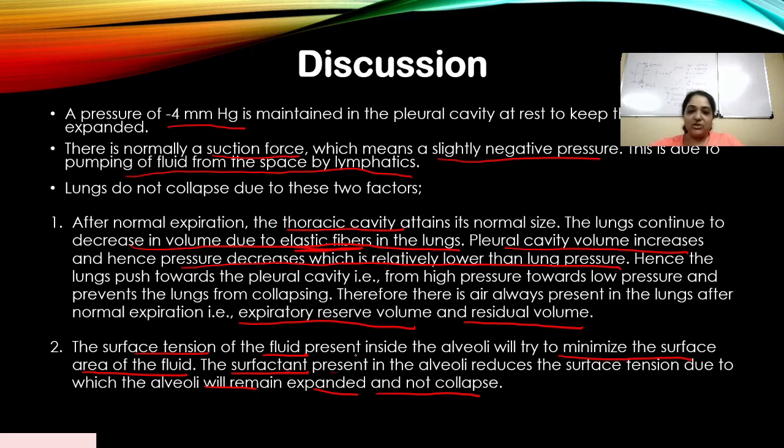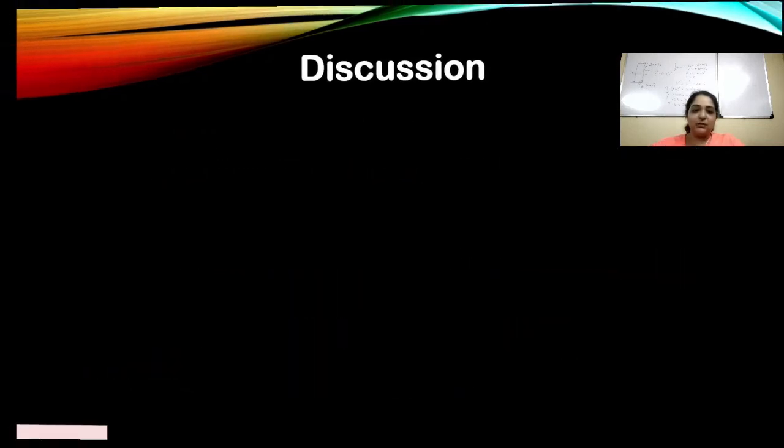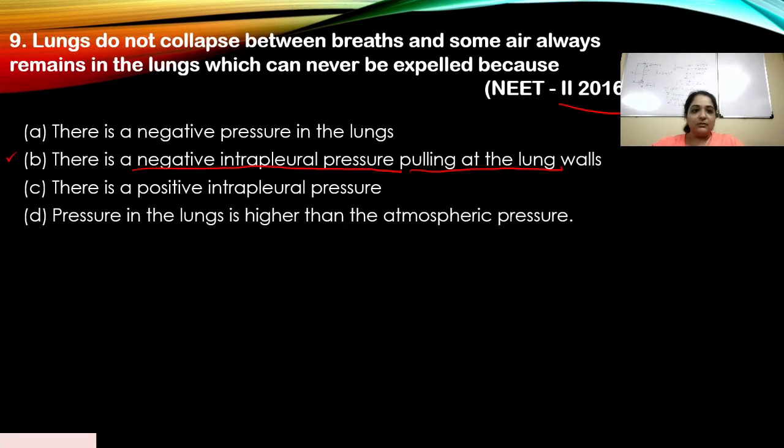But as per this question, let me go back. As per the options given below, clearly option B is the correct answer. So there is negative intrapleural pressure. But I've also given you additional information on how surfactant also helps the lungs to not collapse.